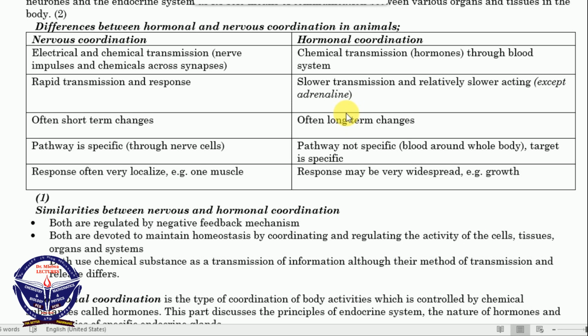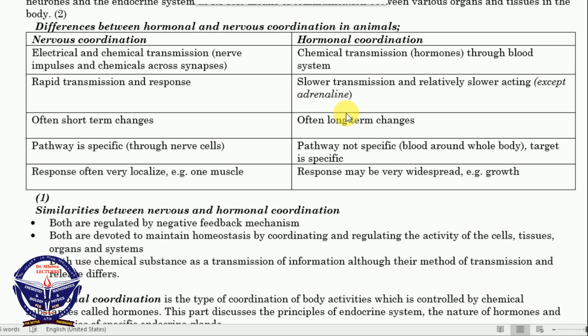Also in nervous coordination the pathway is specific because we are targeting directly, maybe we are going to the muscle or we are going to the liver, the stomach, the lungs. However, in endocrine coordination the pathway is not specific. Remember one thing, that in endocrine coordination the targets are specific but the pathway is not specific.